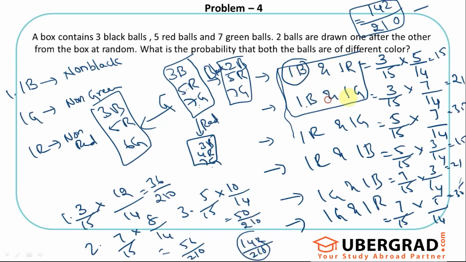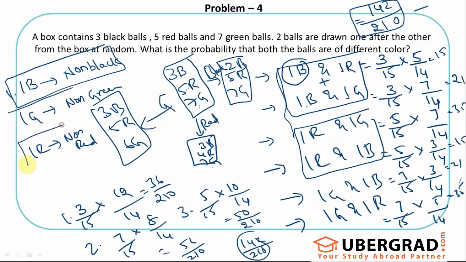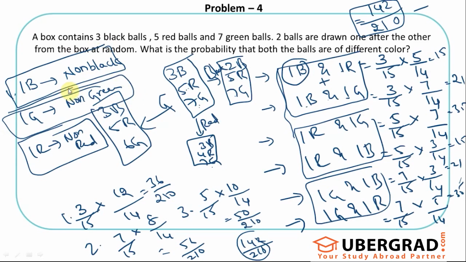1 black and 1 red, 1 black and 1 green is basically combine both. You are simply coming up with 1 black and 1 non-black. 1 red and 1 green, 1 red and 1 black is to be 1 red and 1 non-red. These two are basically this. Right? You can save time by doing it in this way.